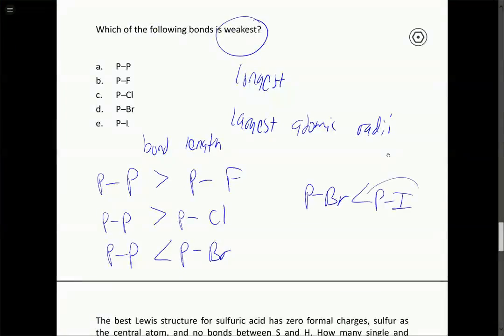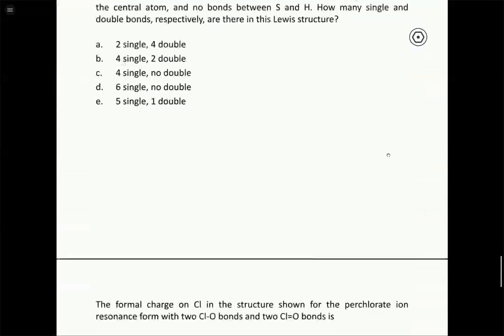Alright, so the longest bond unambiguously is P-I. This is going to be the longest, and then it's also going to be the weakest because there's that inverse relationship between bond length and bond strength. So the correct choice here is E, P-I.